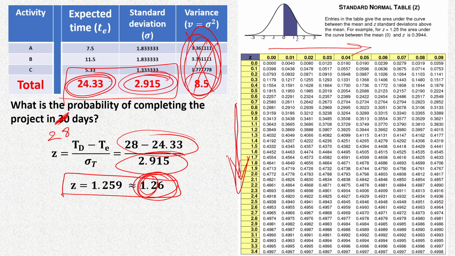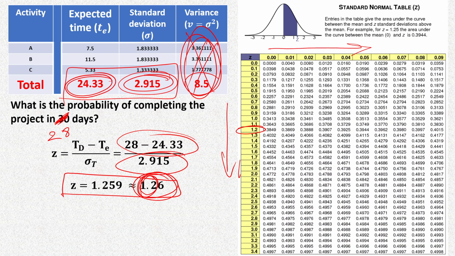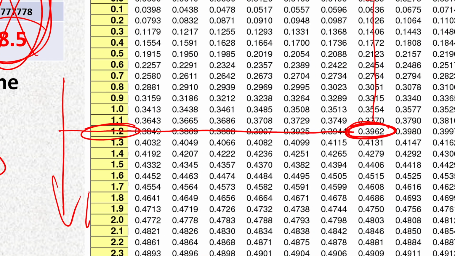So up to 1.2 we'll get from the vertical axis, that is this value, 1.2, and for the rest, 0.06, we'll have to go to the other axis, that means this value. If we converge them, then we will reach this value, which is 0.3962.